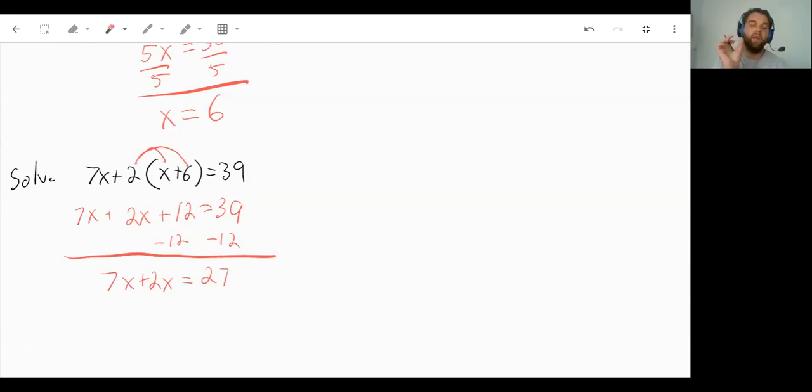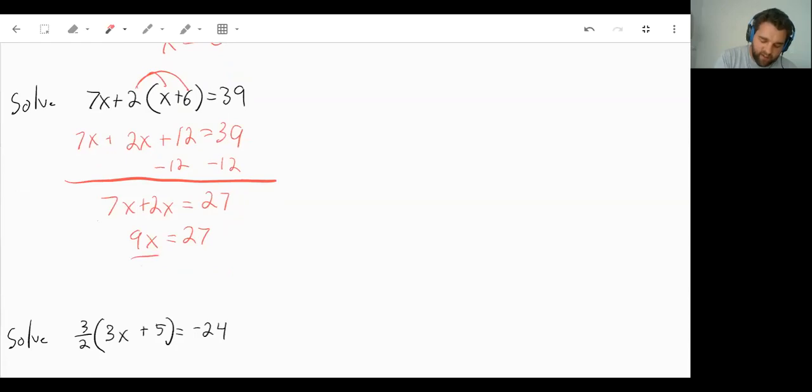Now we can combine our like terms of the 7x plus 2x to get a total of 9x, and that will equal 27. And now we can divide both sides by 9 to come up with an x equals 3. And that's it. That's your final answer. Let's go ahead and try the next problem.